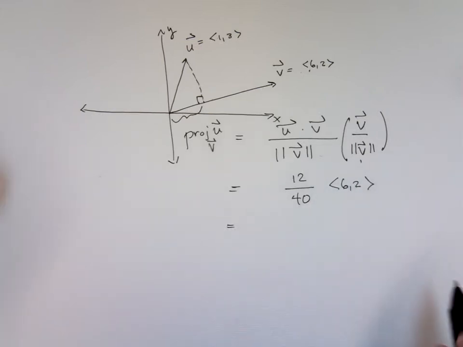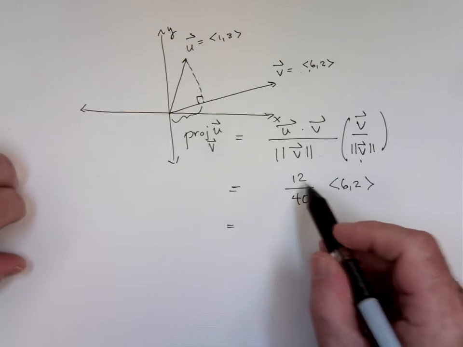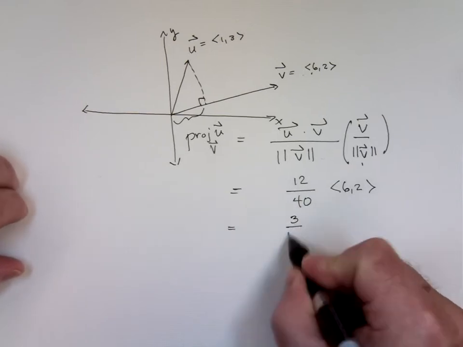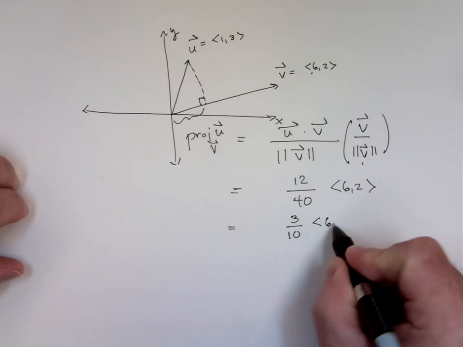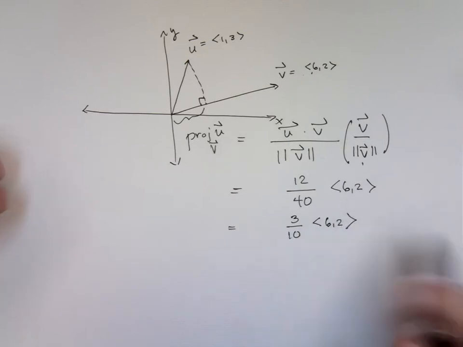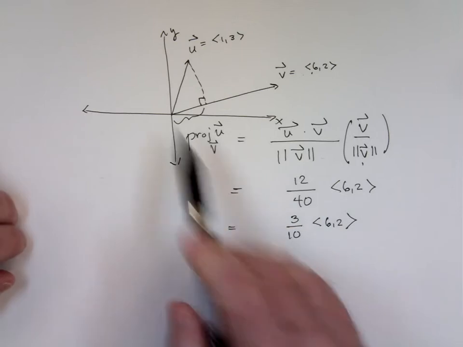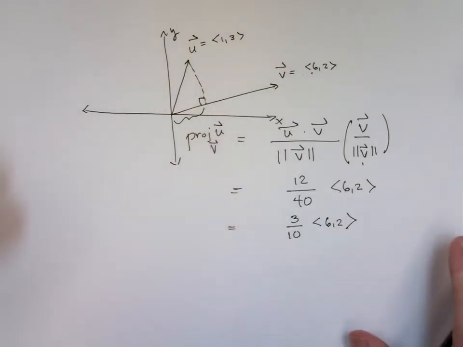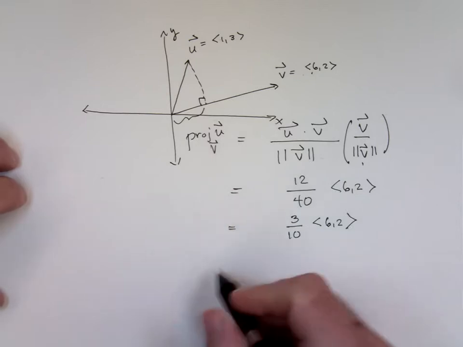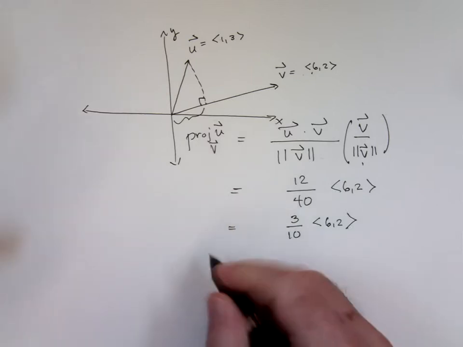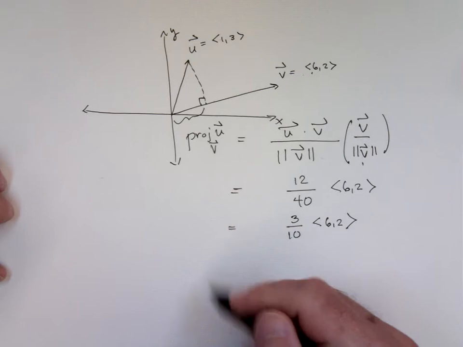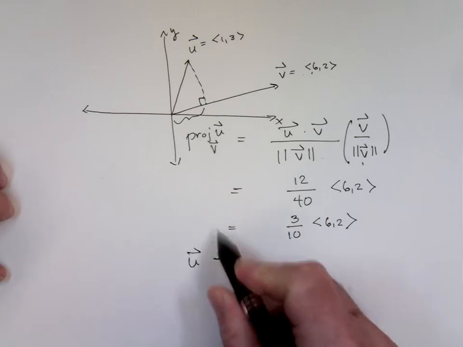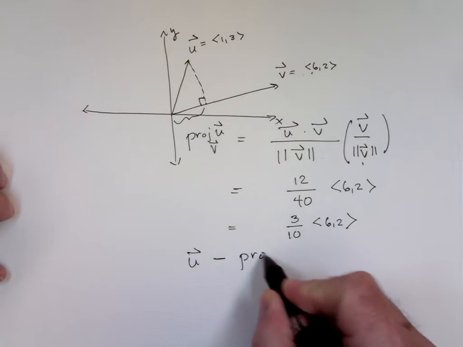Let's see, we can simplify a bit here. Divide by 4 and divide by 4. So we get 3/10 that vector. That's the projection. To find this part, that's the orthogonal part, this other side of that right triangle. That's equal to U minus the projection of U on V.